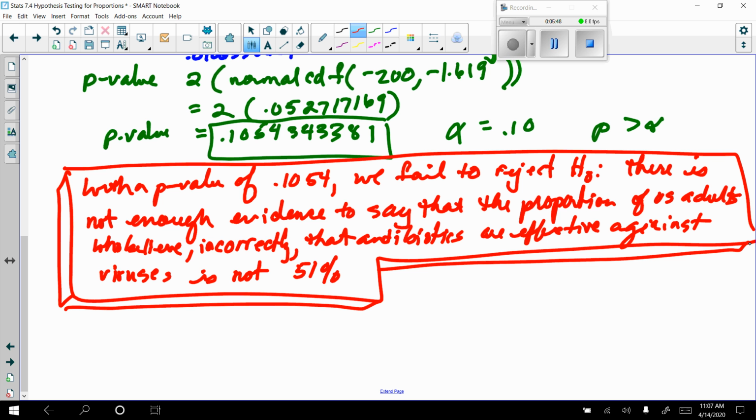Remember that you can do this with the calculator also using the one proportion z-test under stats tests. Make sure that you do a two-tail test to do this.